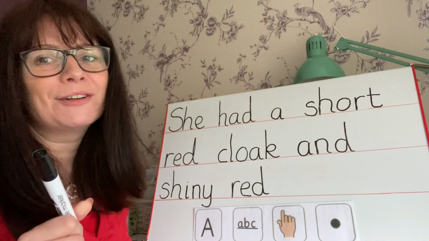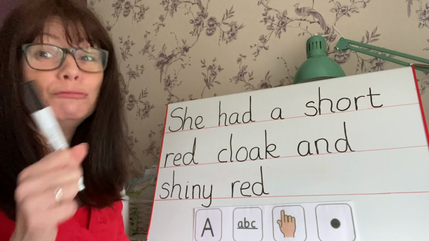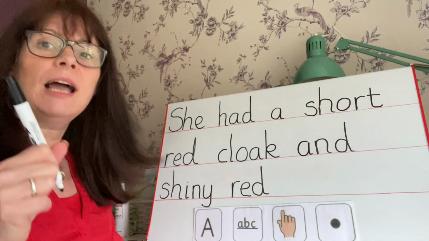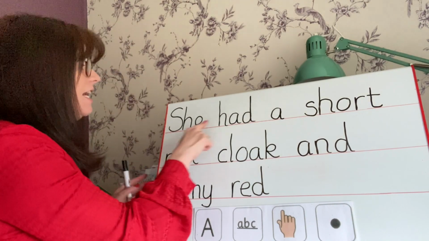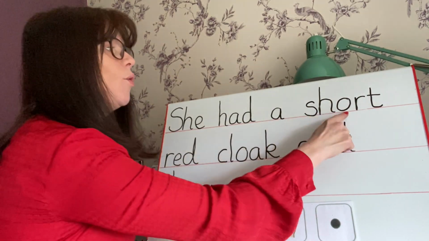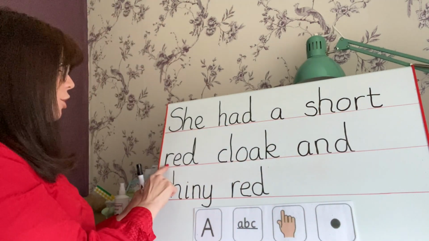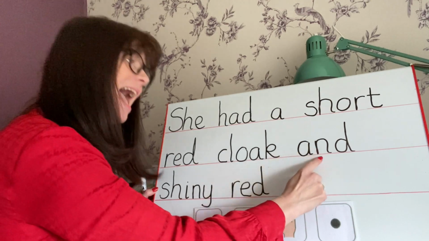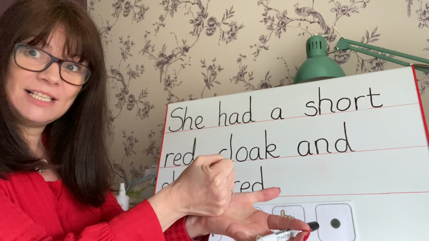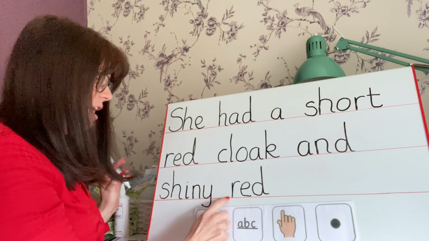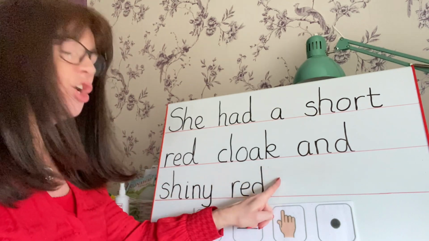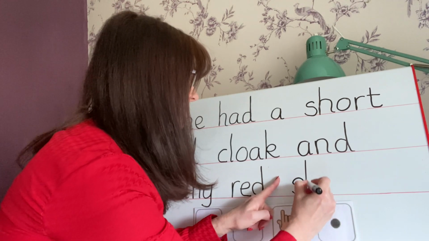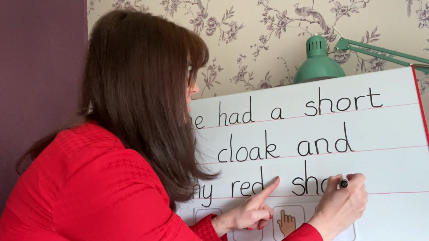Oh, I've forgotten to do something, haven't I? I've forgotten to read, write. I might miss a word out. So I'm going to read, write. I want to start at the top again. She had a short red cloak and, joining my phrases together, shiny red shoes. Oh, that's a tricky word as well.